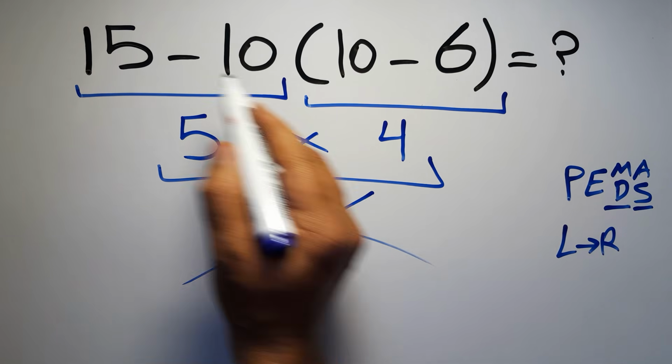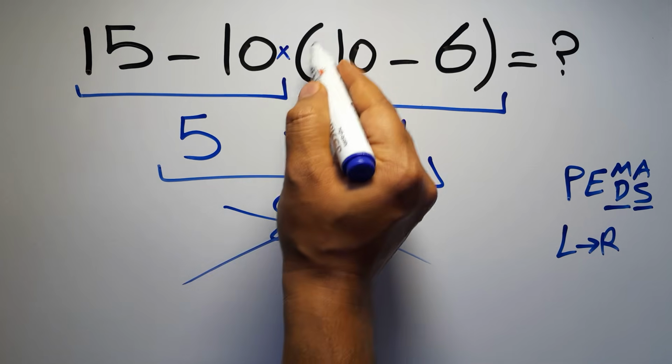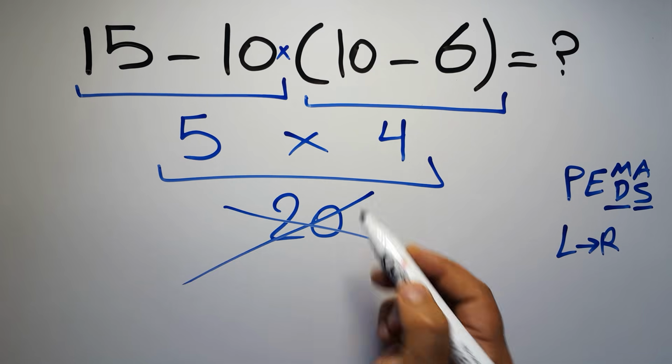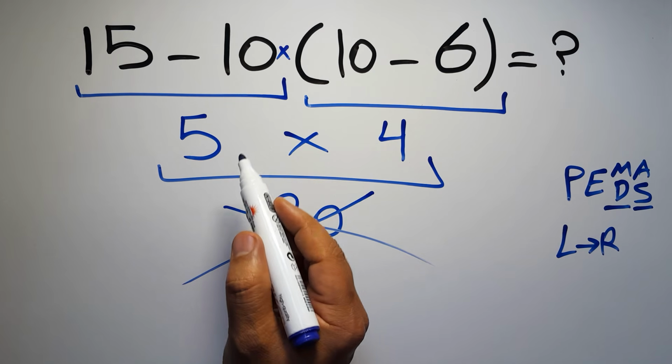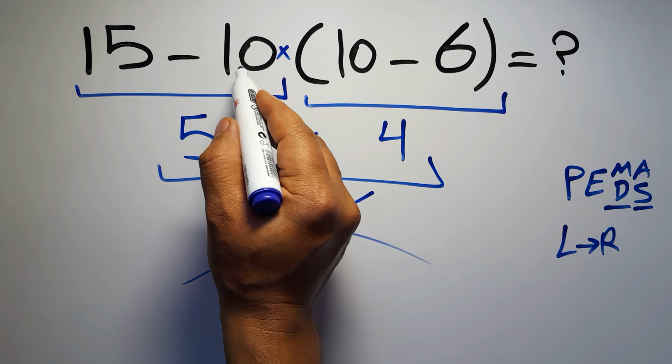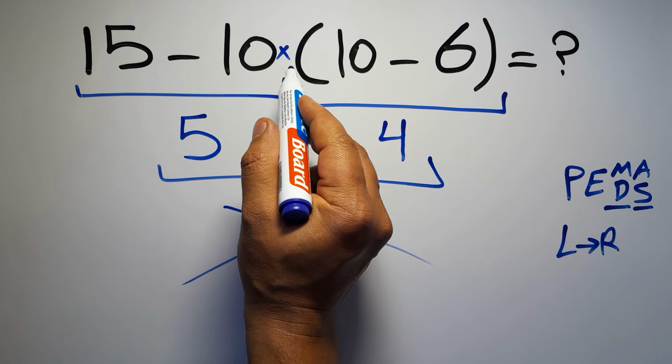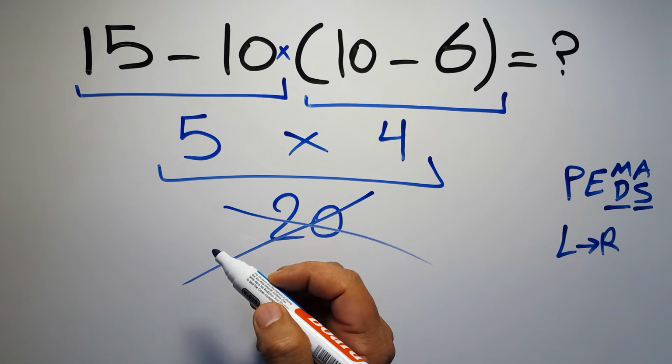In this expression, we have one subtraction, one multiplication, and one parentheses. Inside this parentheses, we have one subtraction. Here we have a multiplication, because in mathematics, when a number is placed next to parentheses, it means multiplication, and we usually don't write the multiplication sign for brevity.